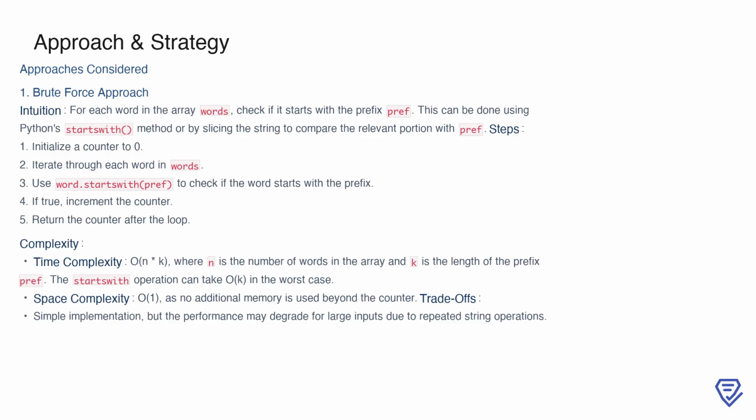In terms of complexity, this approach has a time complexity of O(n * k), where n is the number of words and k is the length of the prefix, as the startswith operation could take O(k) in the worst case. The space complexity is O(1), since we only use a counter. While this approach is simple and easy to implement, its performance can degrade for large inputs because of repeated string operations, which is a trade-off to consider.